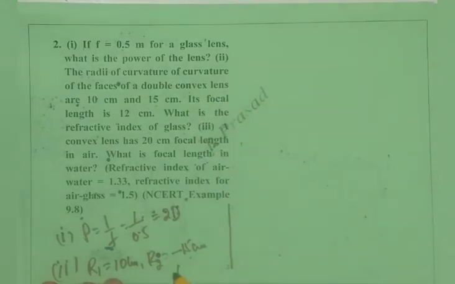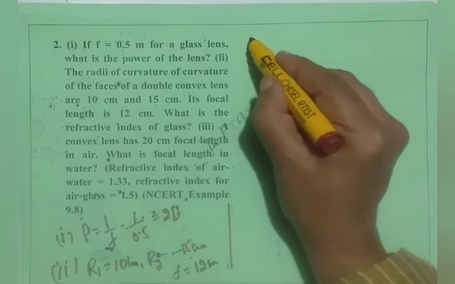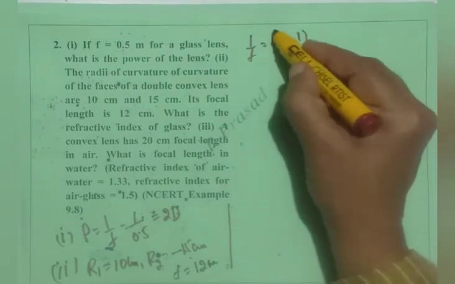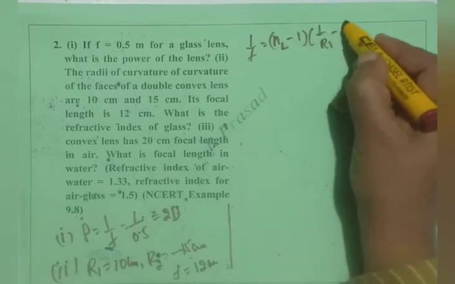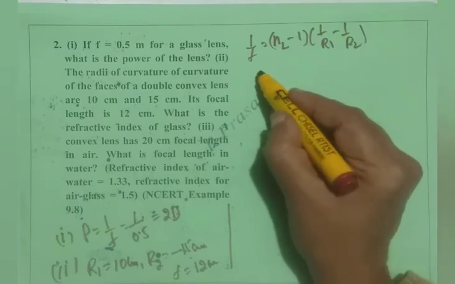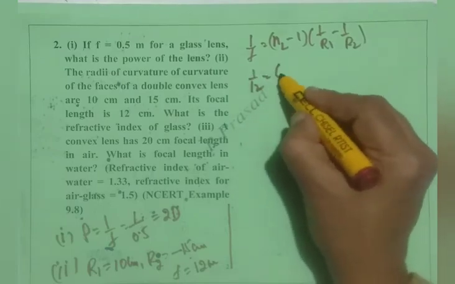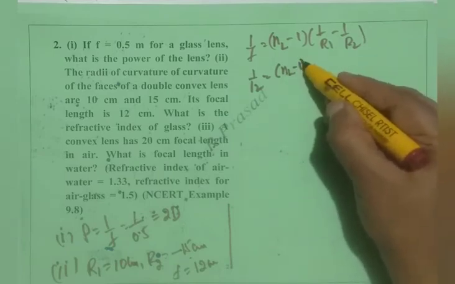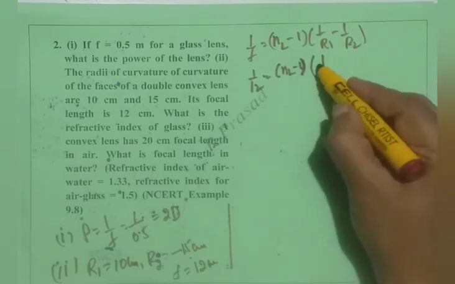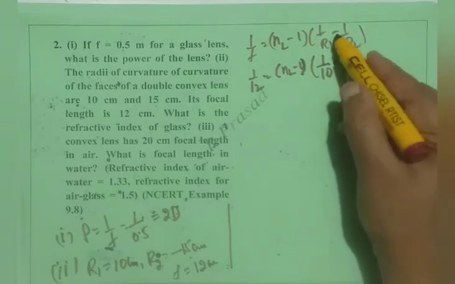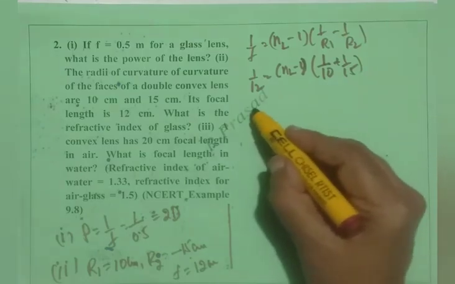Its focal length is also given, 12 centimeter. We substitute everything into the lens maker's formula: 1 by F equals NL minus 1, into 1 by R1 minus 1 by R2. Say 1 by F is 1 by 12 equals NL minus 1. NL means the refractive index of the lens medium. 1 by R1 is 1 by 10 plus 1 by 15, because minus into minus is plus.